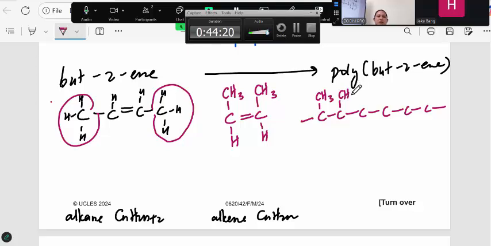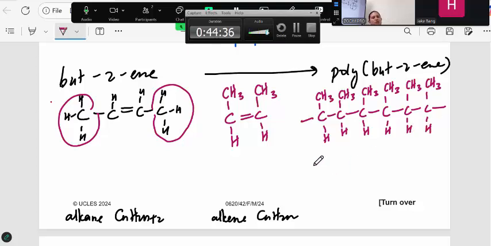Remember, your bond must be at the C. You can draw up or down, doesn't matter, but it has to be on 2 different carbons. Got it? And the end must continue like that. This is 3 repeating units. If they ask you to draw 1 repeating unit, you just draw 1. But this question asks you to draw 3 repeating units. 1, 2, 3. So this is polybut-2-ene. Okay?